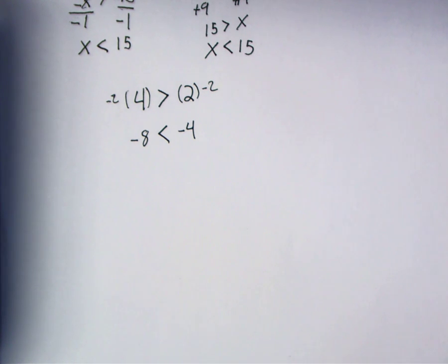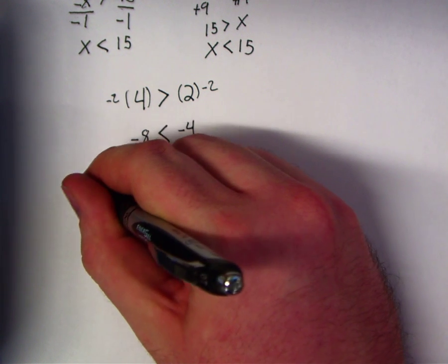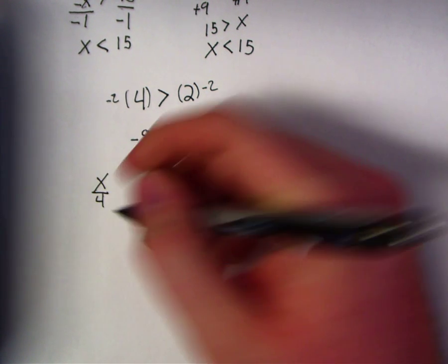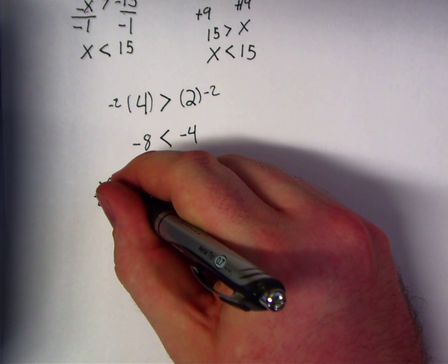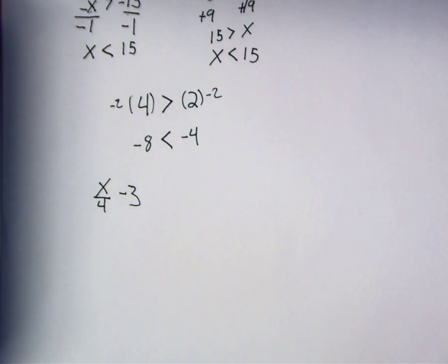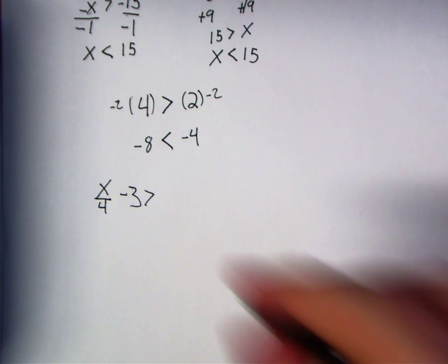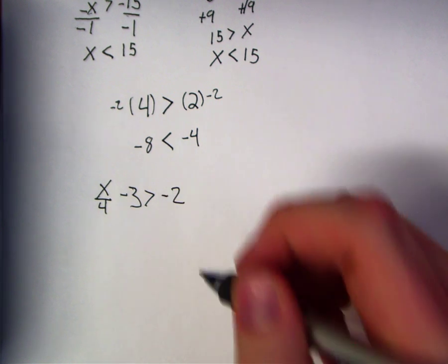Let's go with x over 4 minus 3 greater than negative 2.